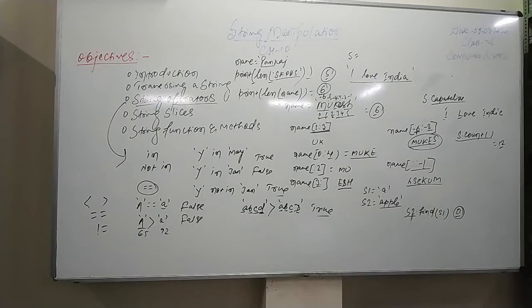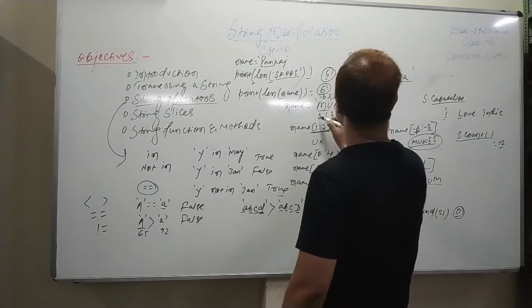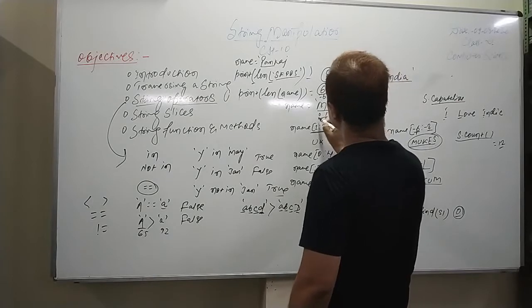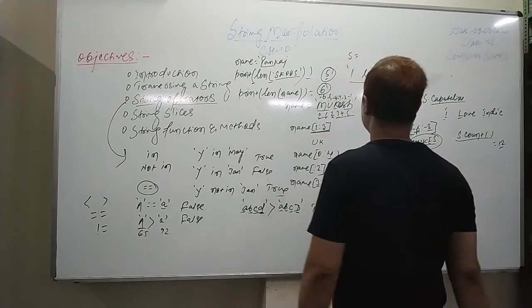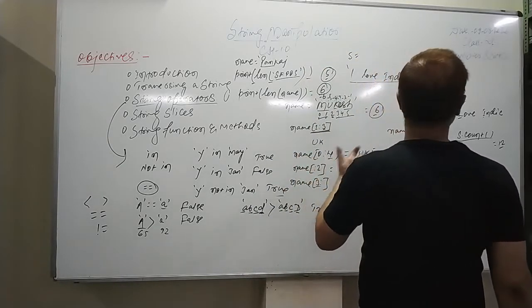Now let's come to the next function, index. Index of anything you can know. In a string, index is the individual element position in the string. Here in Mukesh, M is at 0, U is at first, K is at second, E is at third. So you can find out the index of any alphabet in a string.